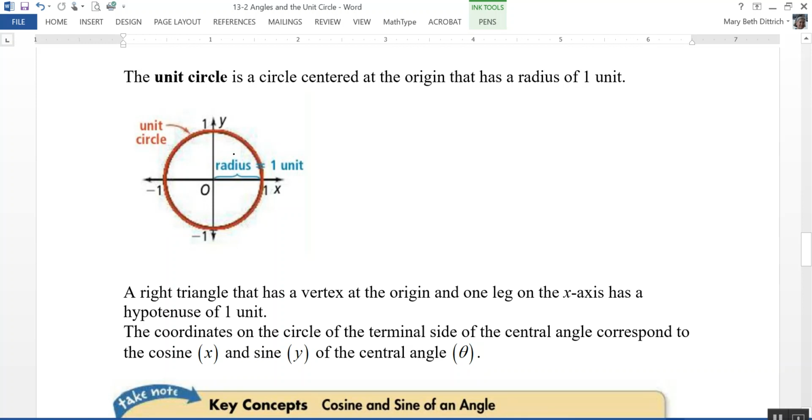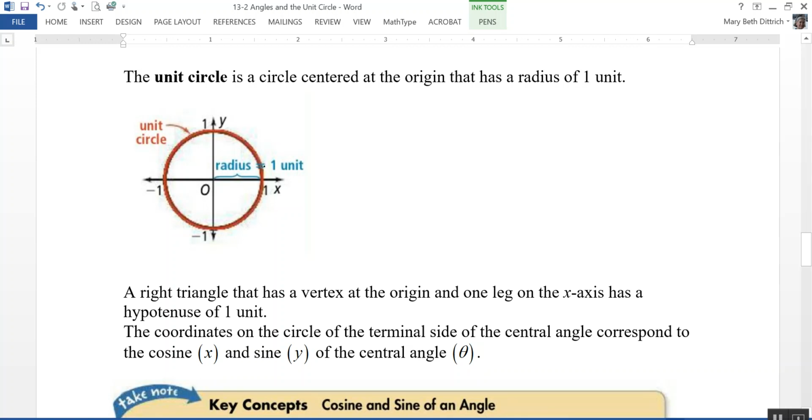A right triangle that has its vertex at the origin and one leg on the x-axis has a hypotenuse of 1 unit. We'll take a look at a picture of this in just a minute. The coordinates on the terminal side of the central angle correspond to the cosine, which is x, and the sine of that central angle. So actually, maybe I could draw one here.